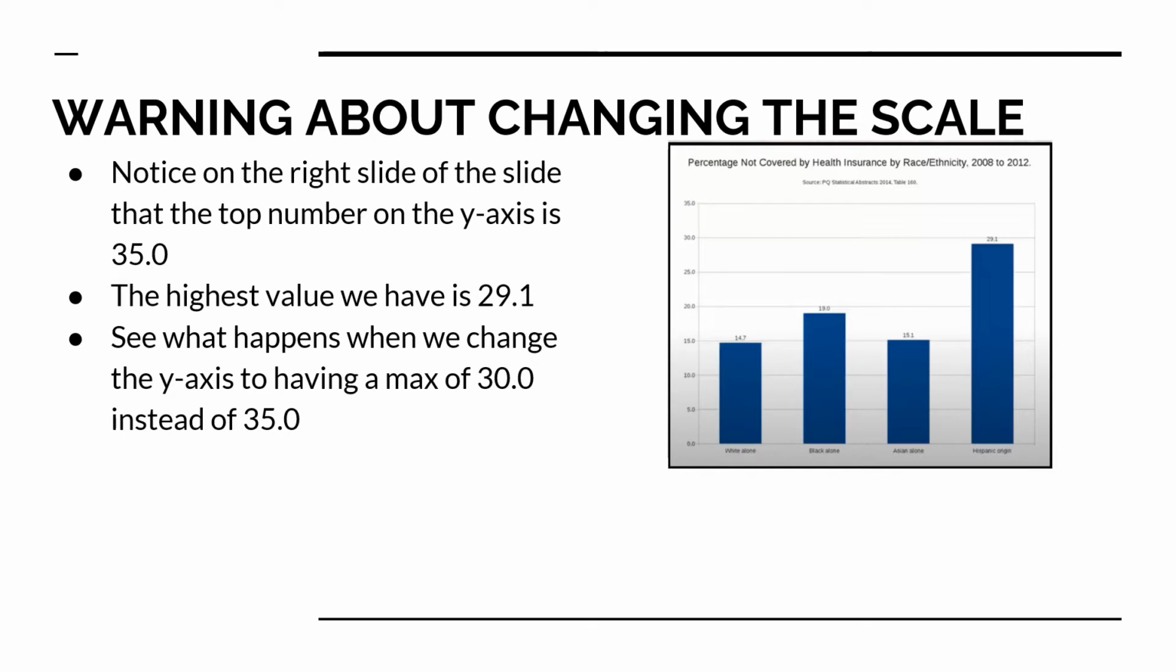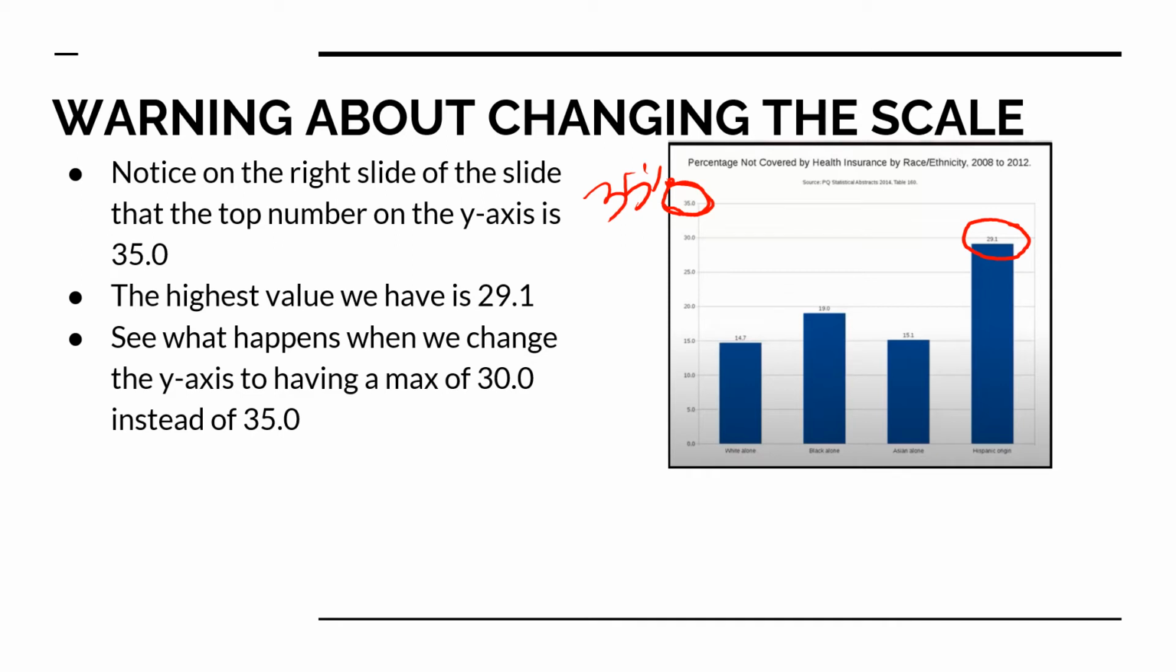So for example, look at this one on the right. This is a graph showing the percentage of people who are not covered by health insurance in ethnic groups. Right away I want to point out, look over here at the y-axis. The highest value that they put over here, and these are percents, by the way, is 35%. That's the scale that they chose to draw their graph on. Now, look at the highest value that they actually have in their data. It's 29.1 for this group.